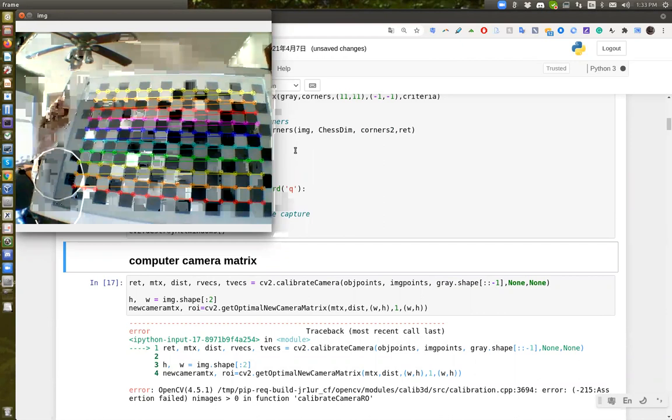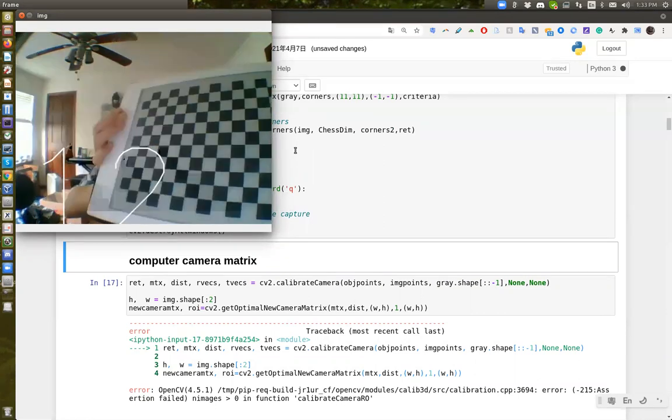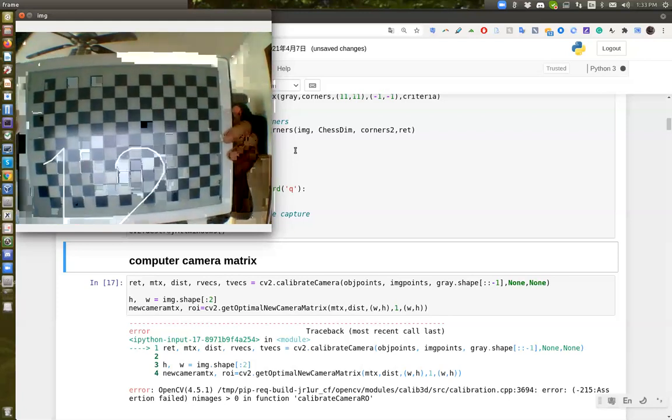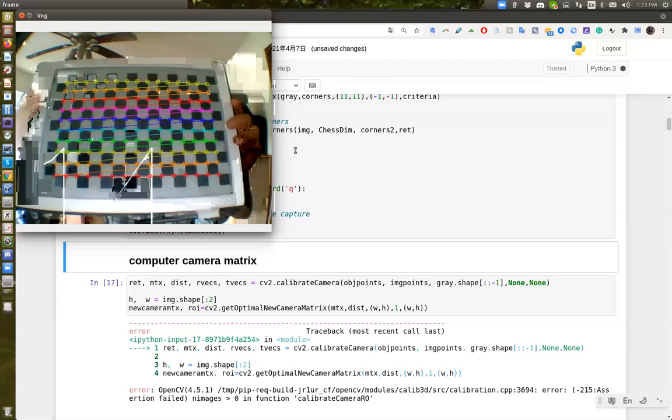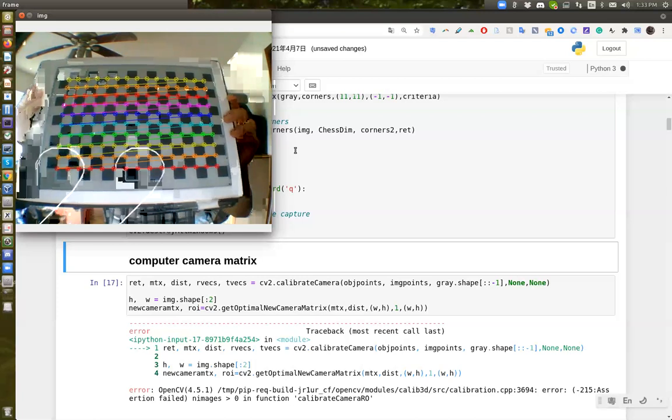Ideally, I may want to put the board at different locations here, but this is a little bit difficult. Sometimes it cannot find this chessboard pattern here.